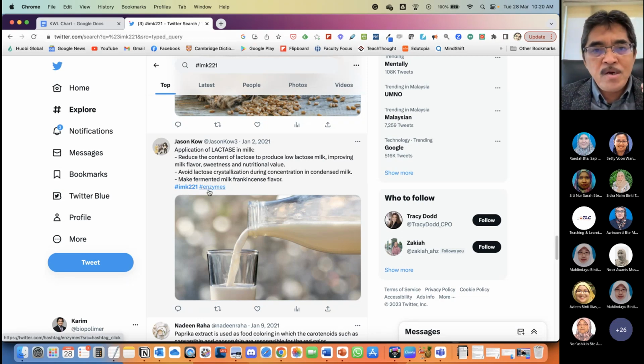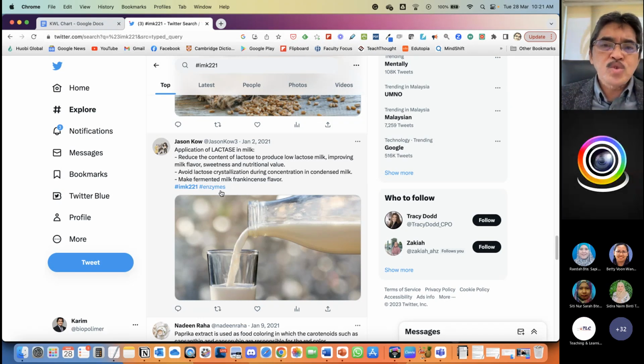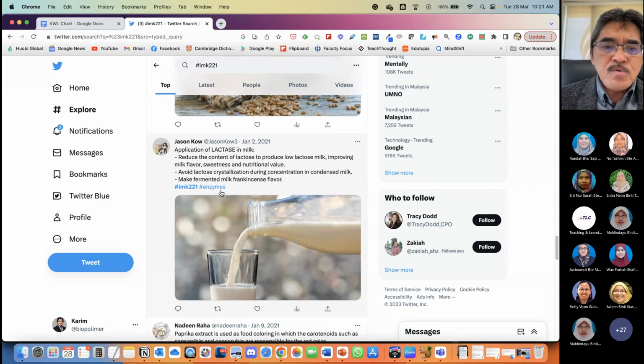Nampak dia tambah satu lagi hashtag, because this particular one is about the topic on enzyme. So a student can search 2 hashtags at the same time, so that the search result will be more specific. IMK221 and enzyme. Then you get only tweets related to the course IMK221, to the topic enzyme. That's how we can use Twitter. Very powerful tool that is underutilized by educators to do this kind of reflection for the student. Reflection is a very powerful technique, not only for students, for us also.